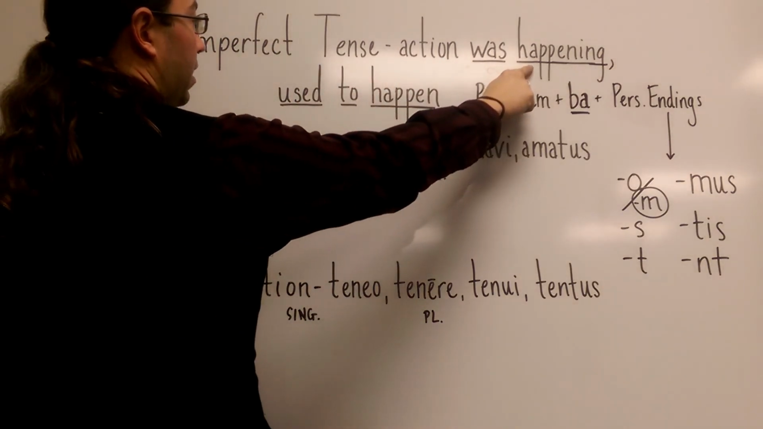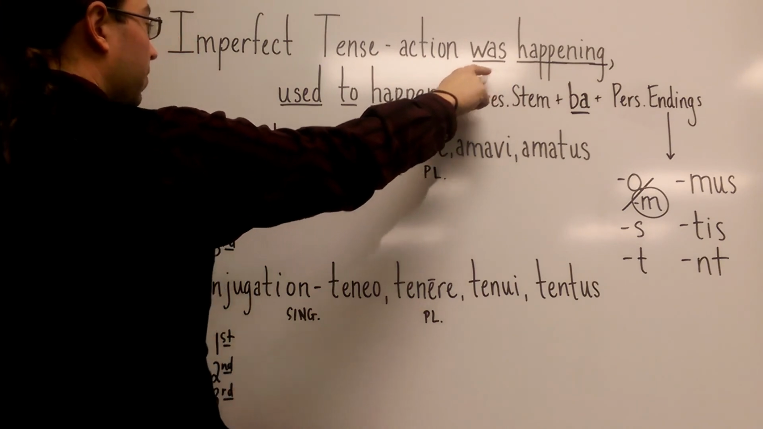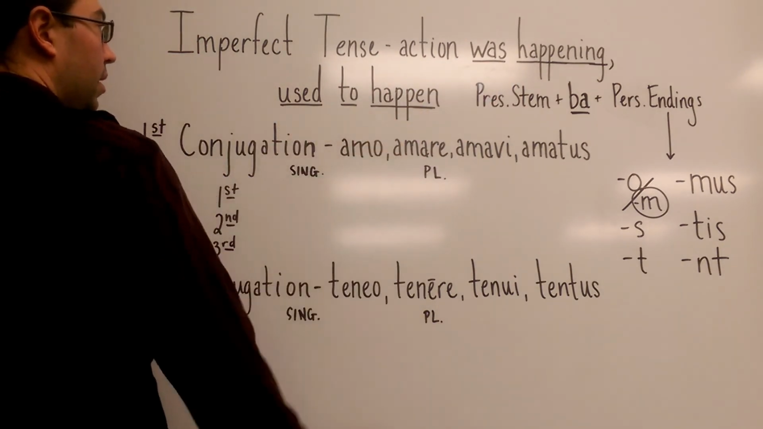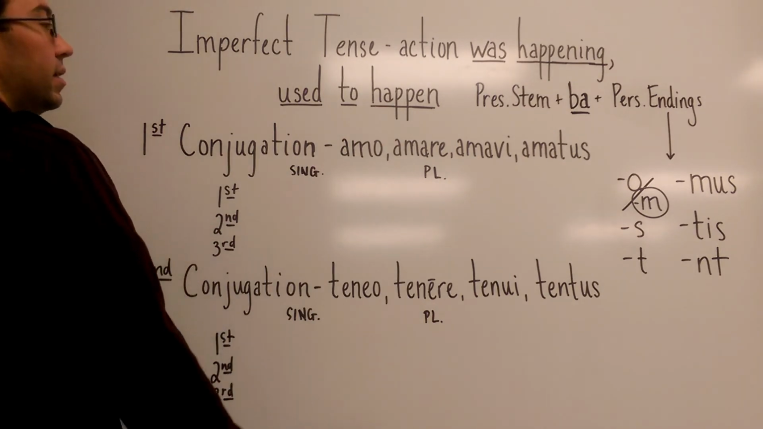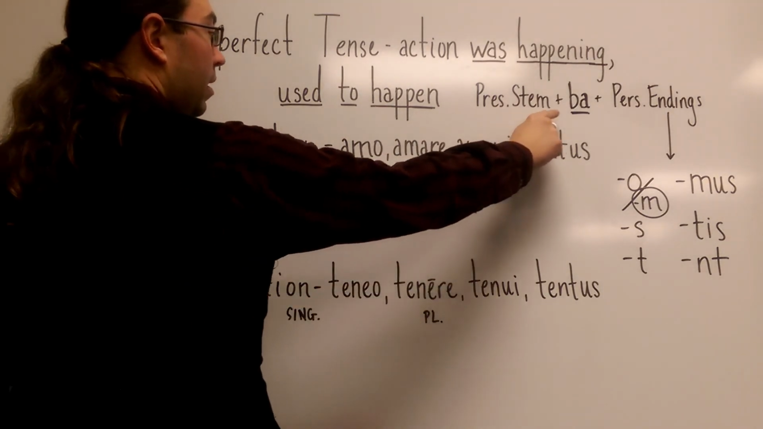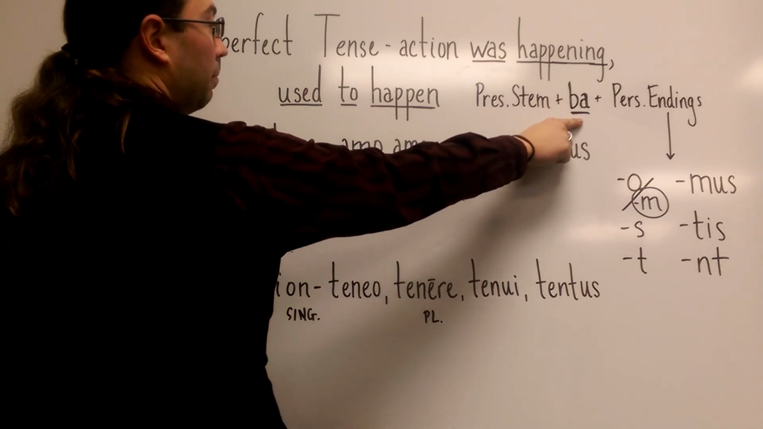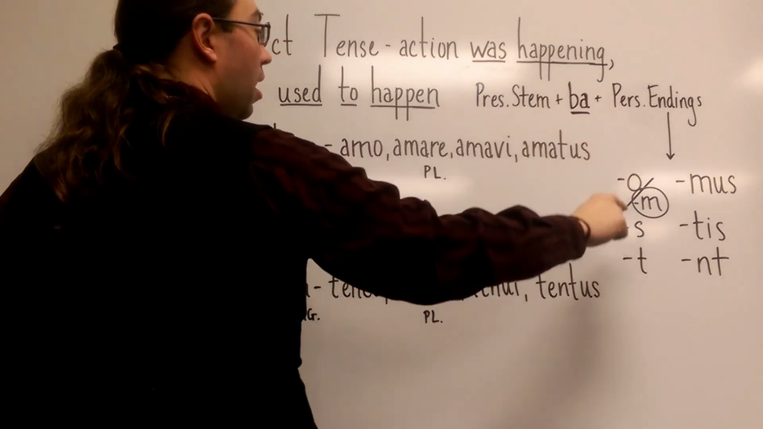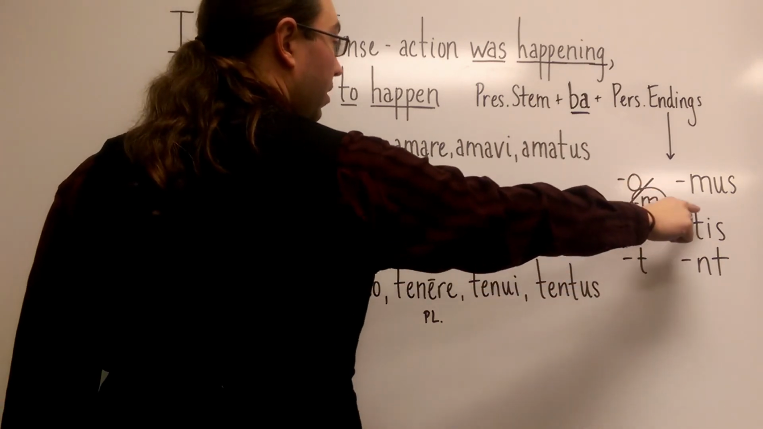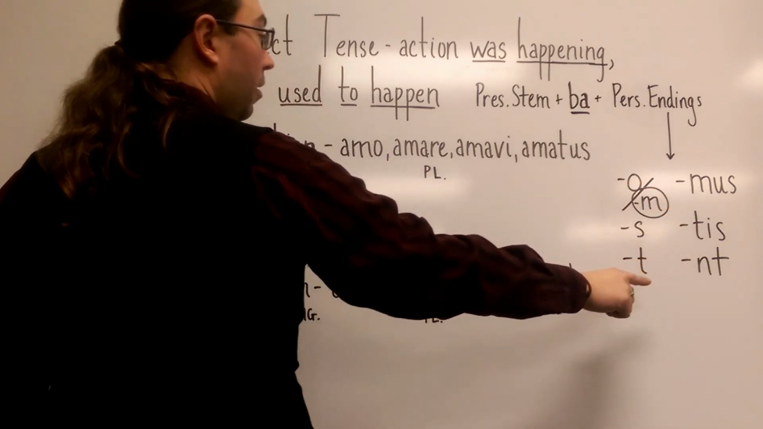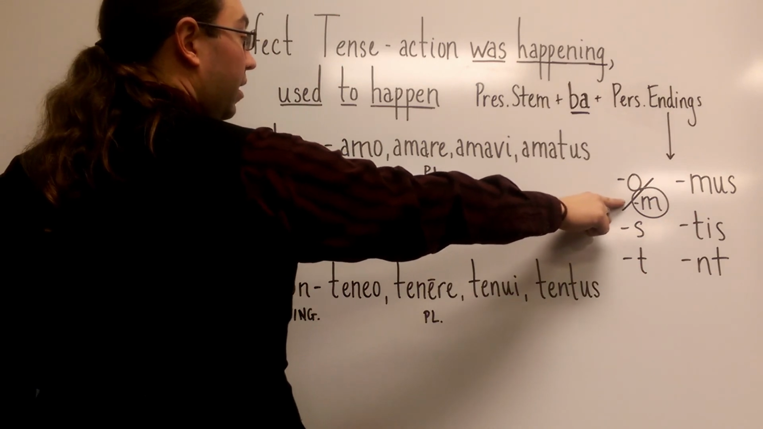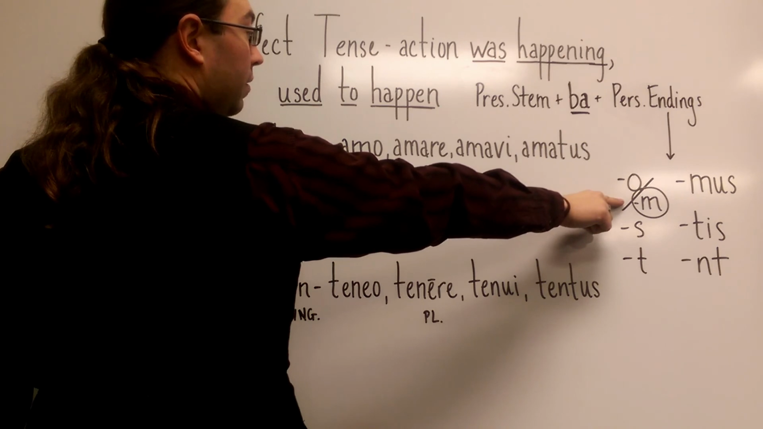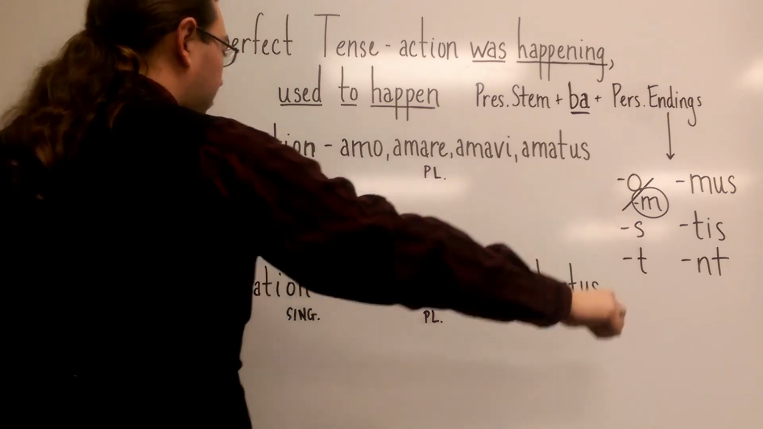Was happening, or were, or used to happen. The imperfect tense is the present stem plus the tense marker ba plus the personal endings m, s, t, mus, tis, nt. Only in the first person singular we will use the alternate ending m, for the first person singular.